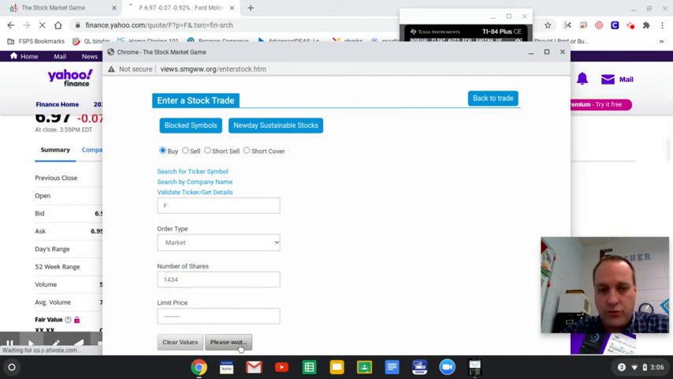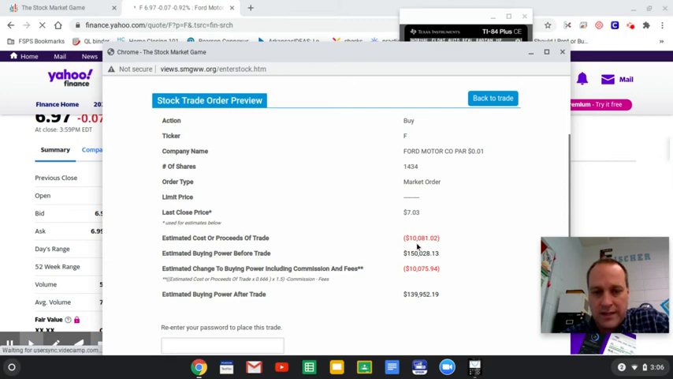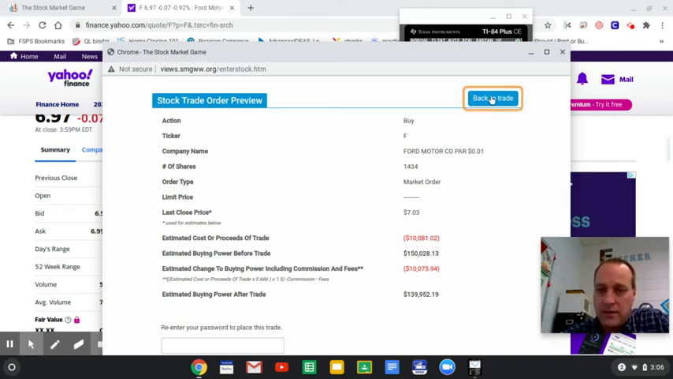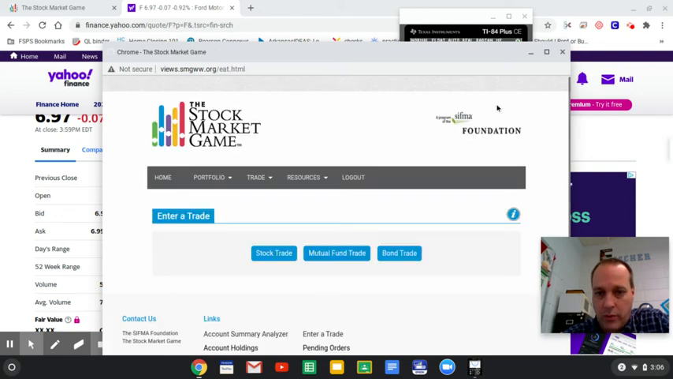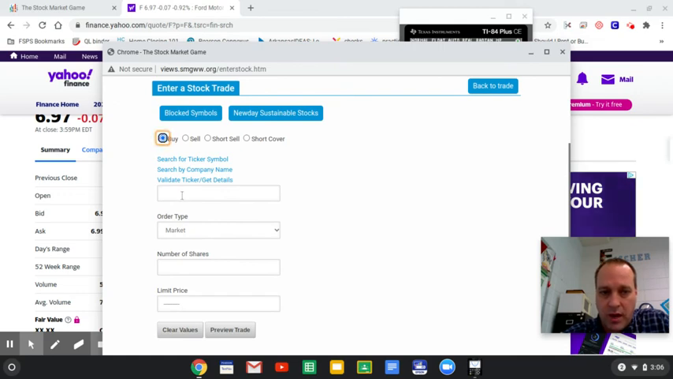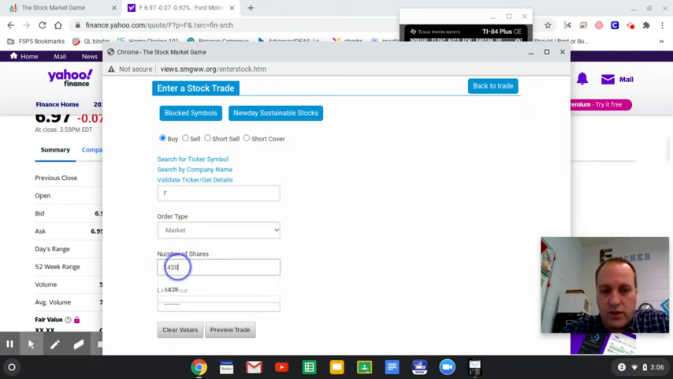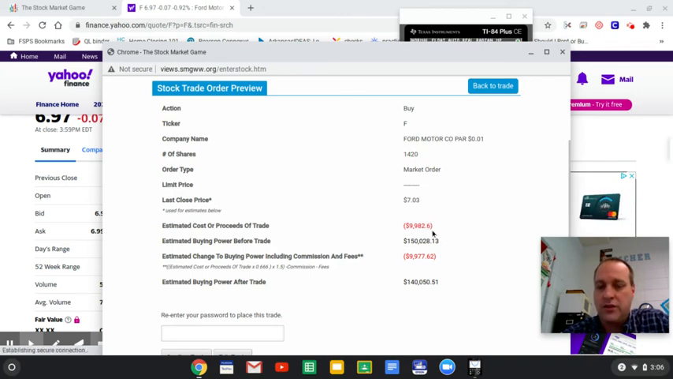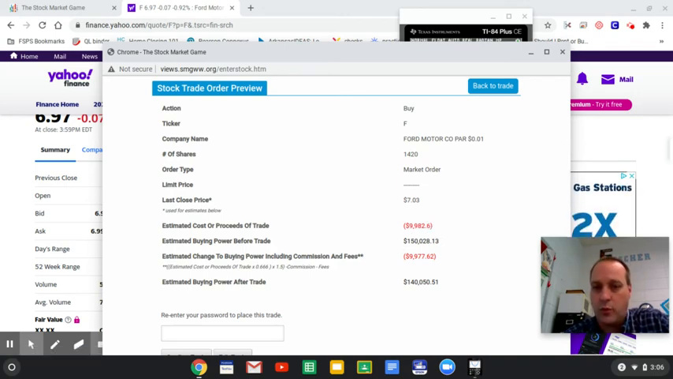And then I would go to preview trade. And when you go to preview the trade, it tells you what you're actually spending. See, like right here, it says the last close price was $7.03. So I'm going to go over a little bit. So I might go back to the trade and try it again because I was over $10,000. So I'm going to hit buy, put Ford there again. And this time we'll do 1,420 shares. So we get just a little closer. And now it says it's 9,982. It's just a little bit under 10,000, which is good.